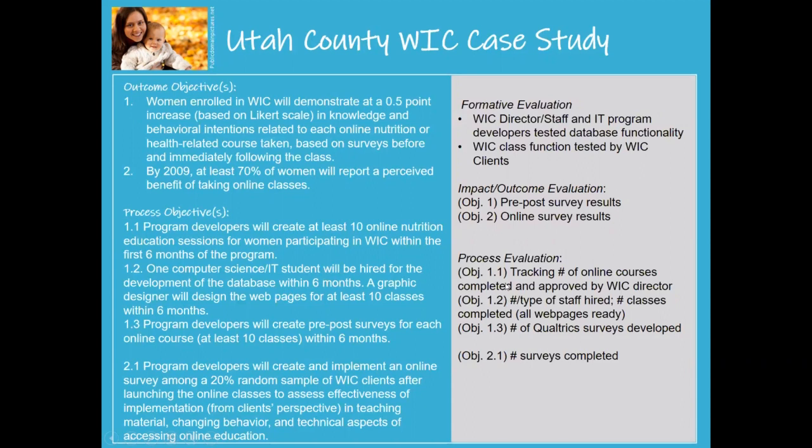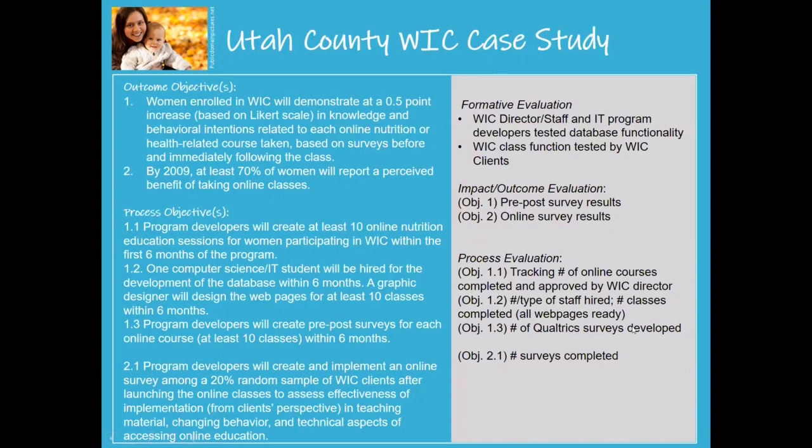So here we look at the number and type of staff hired as an evaluation to see if that occurred, and the number of classes completed, that all the web pages were ready and designed in the time frame that we set. The 1.3 was looking at development of pre-post surveys. So here we just look at the number of Qualtrics surveys developed, and we also looked at how they were implemented, tracking that as well.